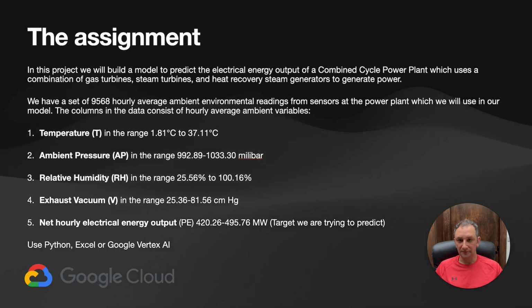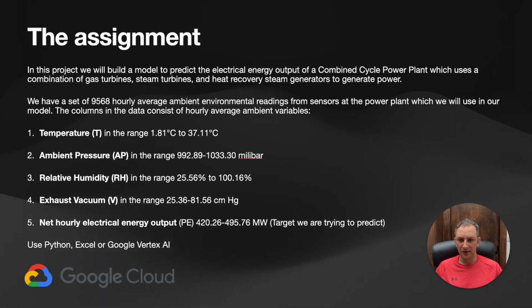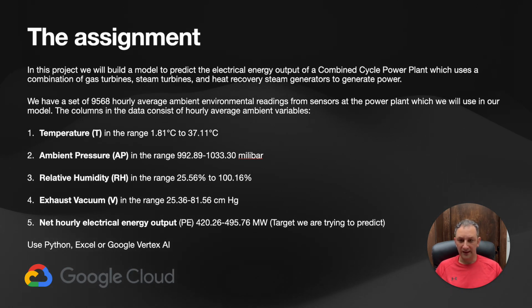So we've received a large data set which has over 10,000 rows of data, and it has a number of features or columns, including temperature, ambient pressure, humidity, exhaust vacuum, and then ultimately the prediction target, which is called PE.